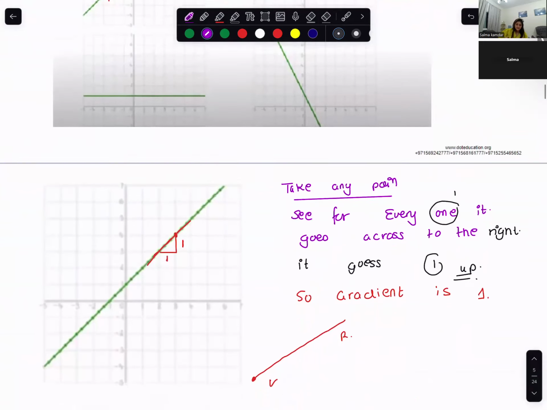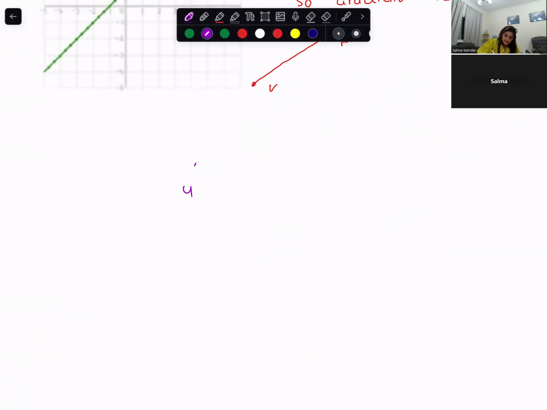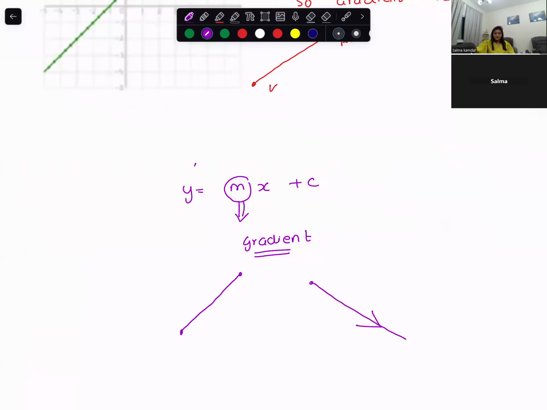There is another way to calculate gradient. I will repeat again. The equation of my line is usually y equals mx plus c, where m is your gradient, telling me how steep the slope is. If m is positive, the line moves upwards. If m is negative, it moves downwards. And c tells you your y-intercept.